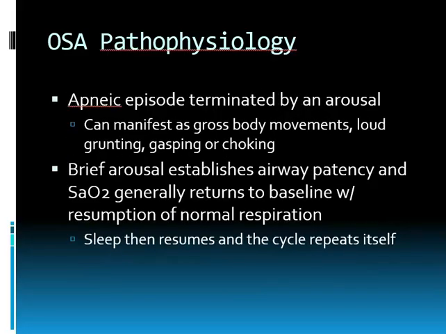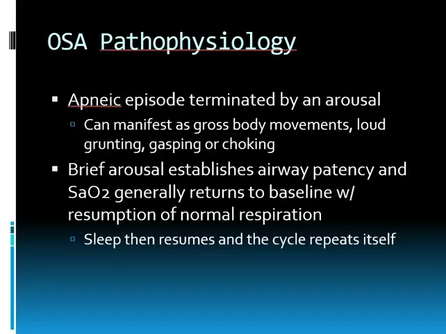Typically, we'll see the apneic episode end with an arousal. The patient just wakes themselves up, and it could be a very gross body movement. Sometimes you'll see these patients flip and flop all over the bed, just struggling to wake themselves up to breathe. You might have really loud grunting or gasping or choking, really big leg kicks, things like that. These patients tend to be very active sleepers.